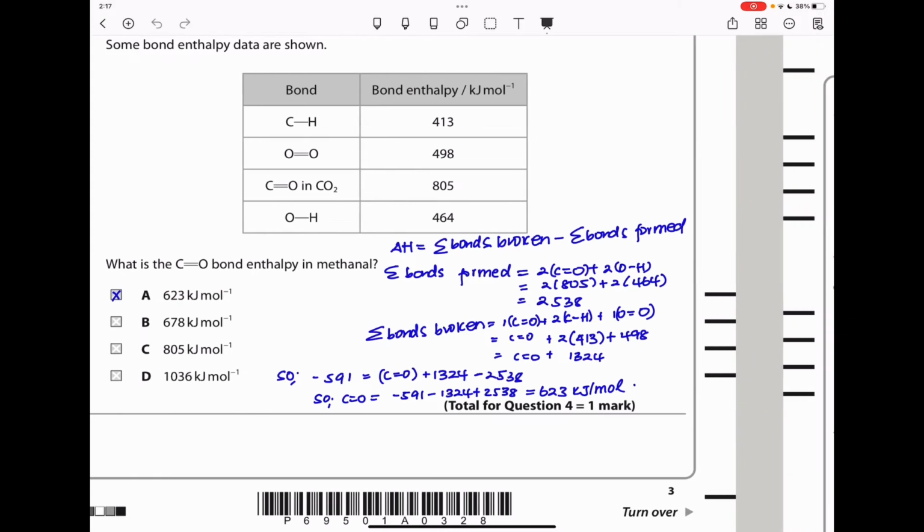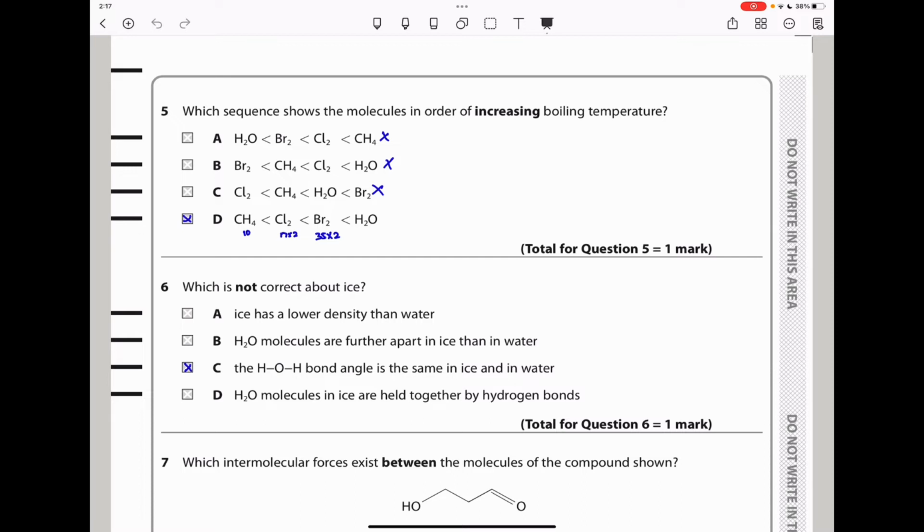Moving on to question 5. The first part says, which sequence shows the molecules in order of increasing boiling temperature? Now we have to look very clearly. If you're talking about increasing boiling temperature and these are all simple molecules, we have to know the intermolecular forces of attraction involved. In this case, we can see water. Water is going to have a higher boiling point in comparison to all of these. So this one here, methane, cannot have the highest, that is out.